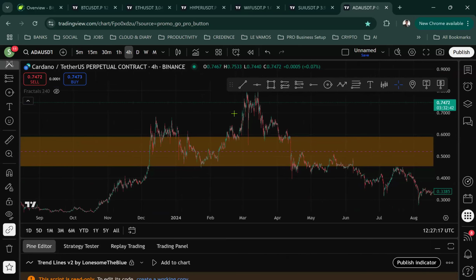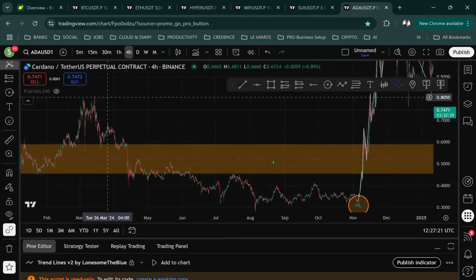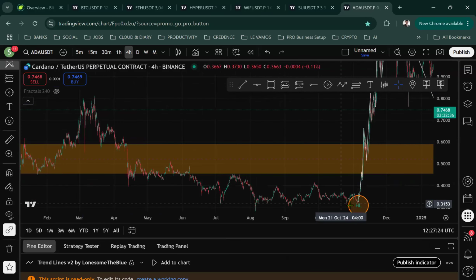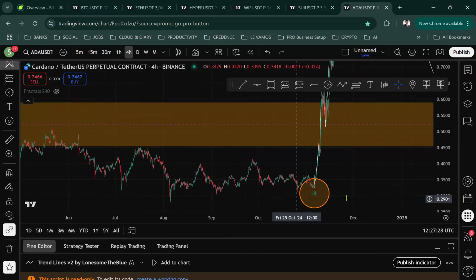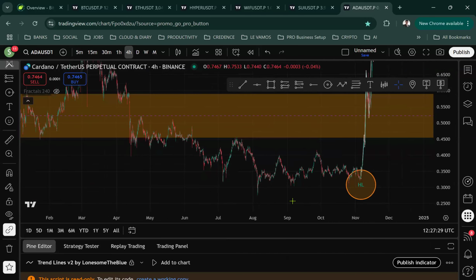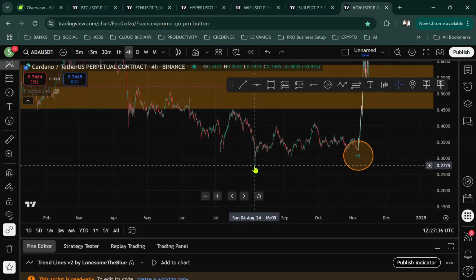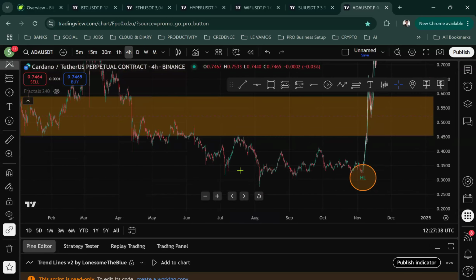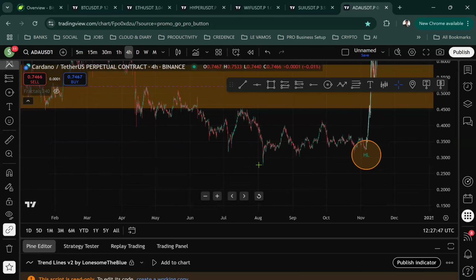Low. If we start from here, this is the last. Wait, this is the last low. Sorry, this is the last low. Exactly. So this will be the LL, correct? No, this is the LL actually. Lowest lower low.